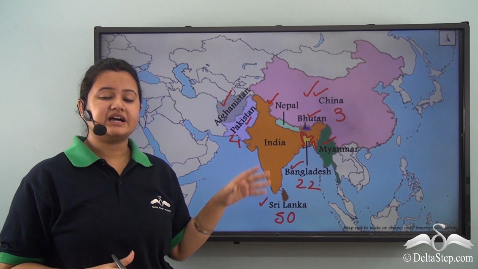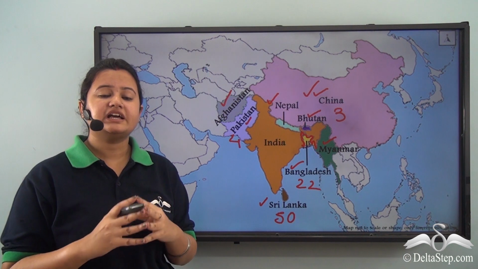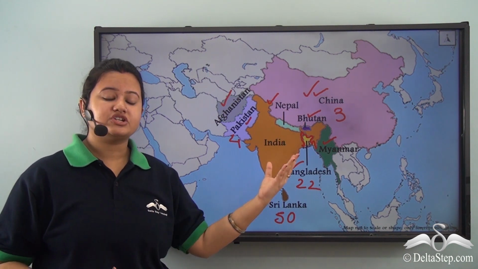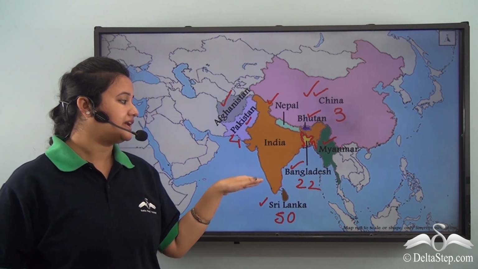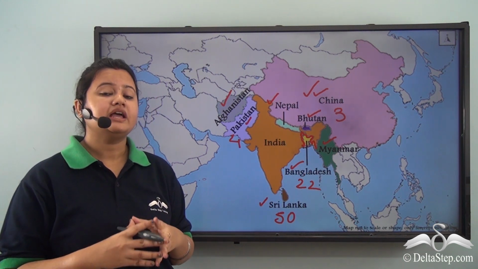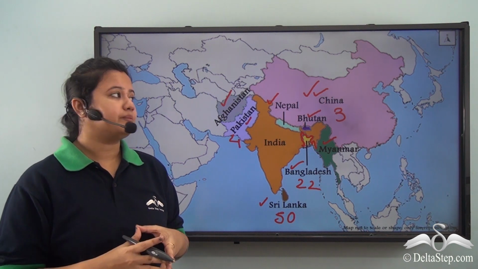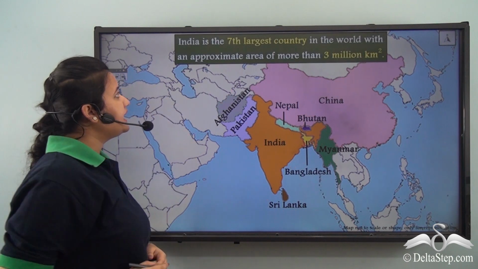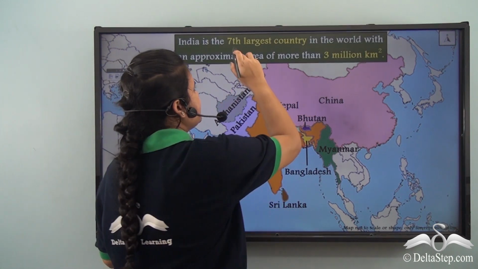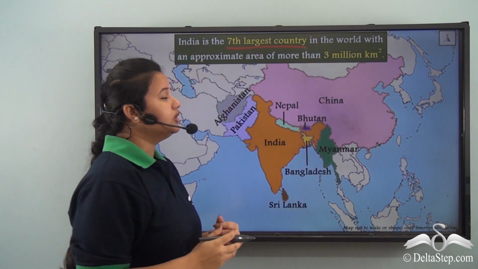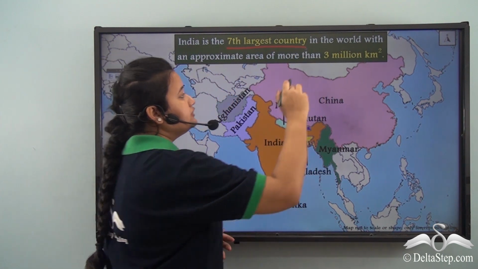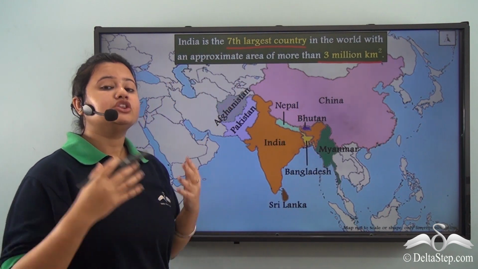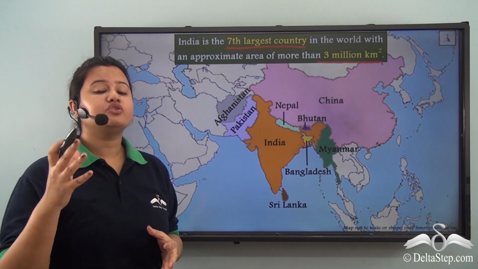So from these data, we can very well understand that India is considerably a large country. It is quite larger compared to smaller nations like Sri Lanka and Bangladesh, while it is not so much smaller as compared to a large country, say China. In fact, India is the 7th largest country in the world with an area of more than 3 million square kilometers. Now, given this vast area, the population of India is also very high.